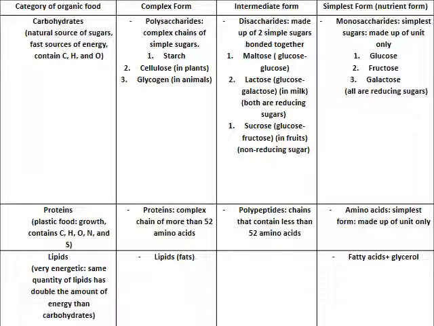The complex form of carbohydrates is known as polysaccharides. Polysaccharides are complex chains of simple sugars. Starch is an example. We have cellulose, which is an example of carbohydrates in plants, and we have glycogen in animals. The intermediate is known as di-. Di- meaning two, so it contains two simple sugars.